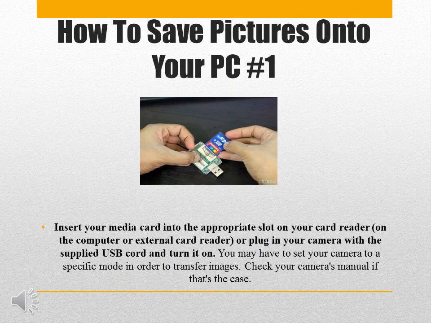So the first thing that I want to talk to you about when you're saving pictures onto your PC is that media card that you may have, or it's also called an SD card. You're going to insert your media card into the appropriate slot on your card reader or the computer or the external card reader. If you have an external card reader, which is the picture that's shown here, you just plug that into the side and then it plugs straight into your USB.